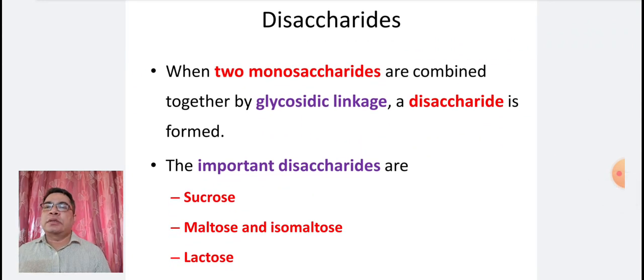Coming to the next, disaccharides. When two monosaccharides are combined together by glycosidic linkage, a disaccharide is formed. The important disaccharides are sucrose, maltose and isomaltose, and lactose.